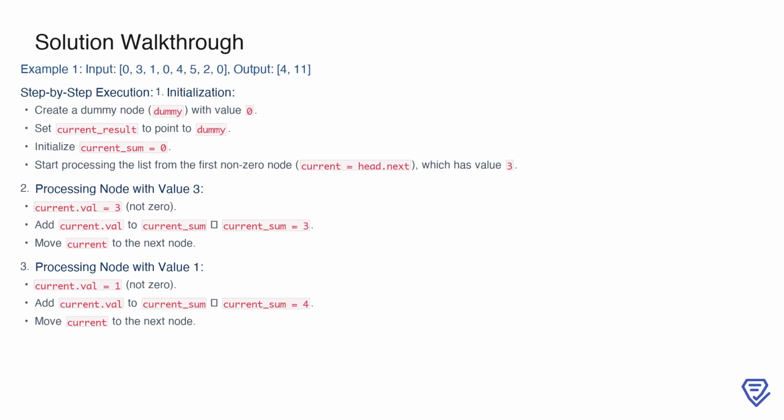We start processing the list from the first non-zero node, which has a value of 3. At this node, since the value is not 0, we add it to current_sum, making current_sum equal to 3. We then move to the next node. Here, the value is 1, which is also not 0, so we add it to current_sum, updating its value to 4. Once again, we move to the next node in the list.